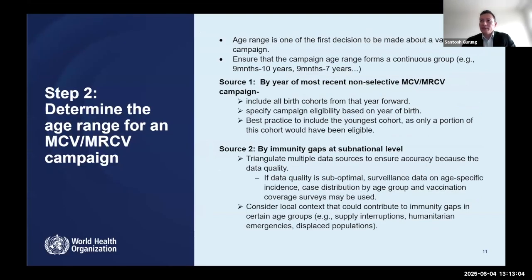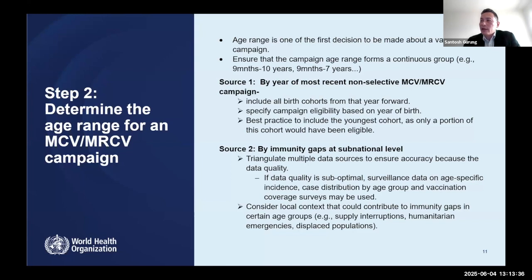Now, the next step is where you have the data points and want to determine the age range for a vaccination campaign in a measles rubella setting. I think age range is one of the first decisions to be made about a vaccination campaign. And just for ease of implementation, the guidance talks about having a continuous age range, like from 9 months to 10 years or 9 months to 7 years.